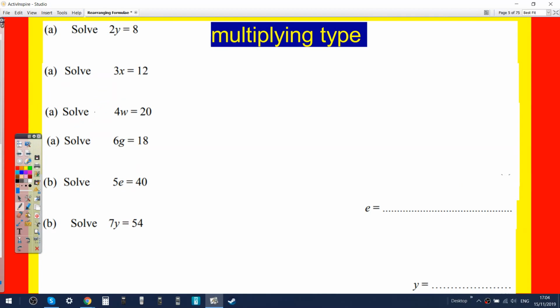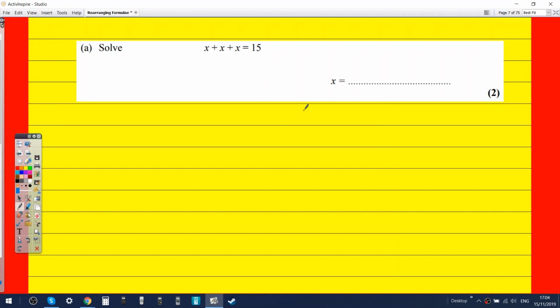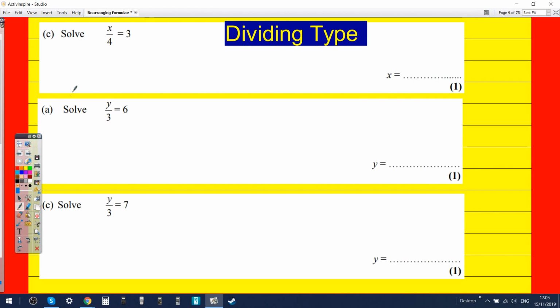How about this one? Divide 4 on both sides, so 5 equals W. How about this? X plus X plus X is the same as 3X, so you divide by 3 on both sides. So X equals 5. Okay, top one. Times 4 on both sides, so X equals 12.